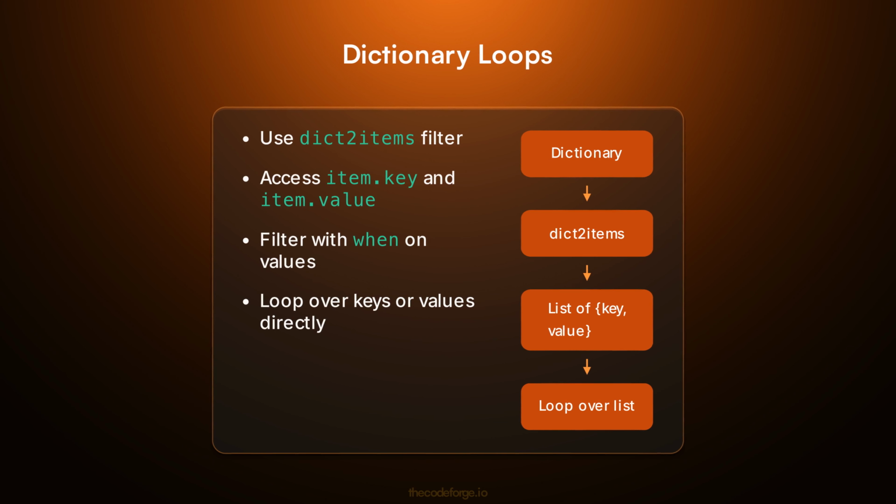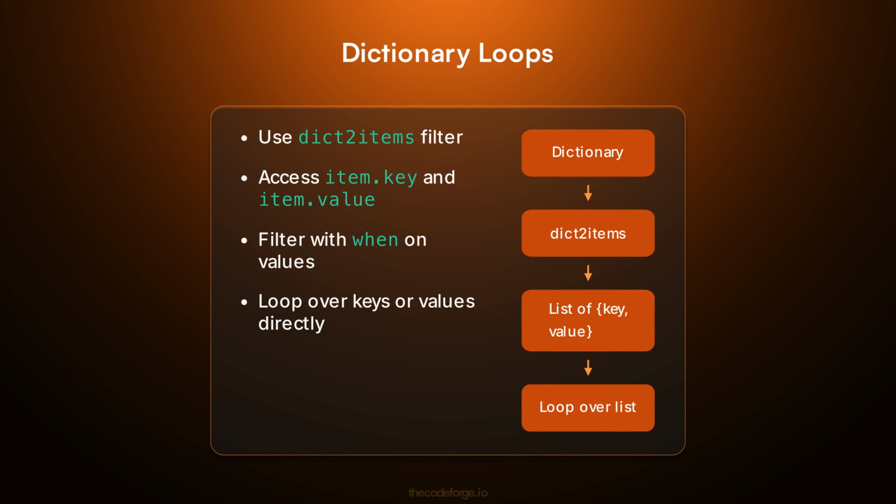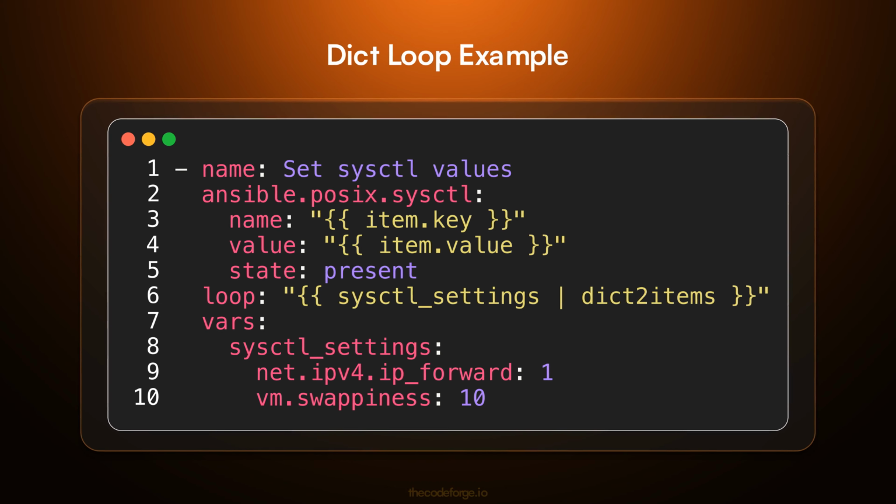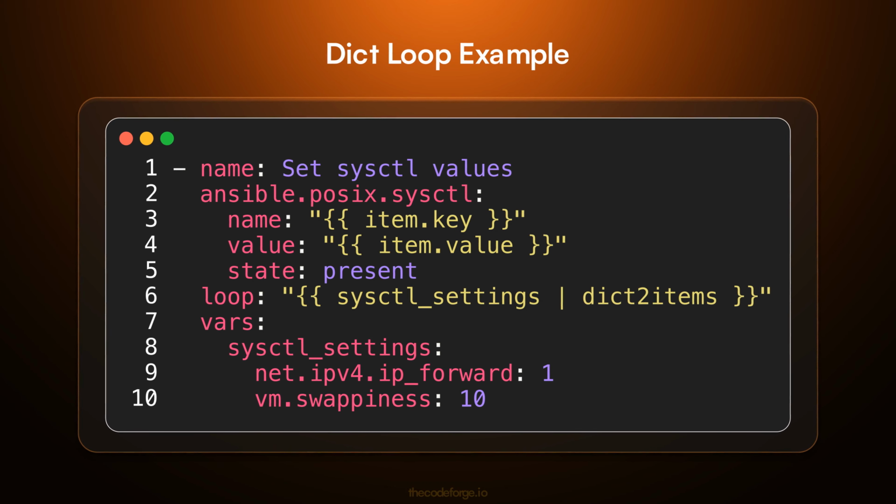To loop over a dictionary, convert it to a list using dict2items. Then you can access item.key and item.value. This task sets kernel parameters from a dictionary. The dict2items filter converts the dict to a list of items with key and value.